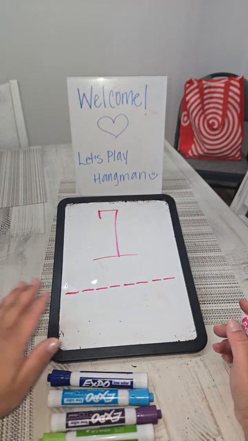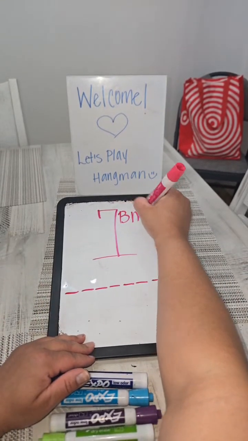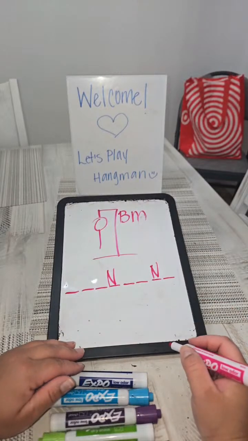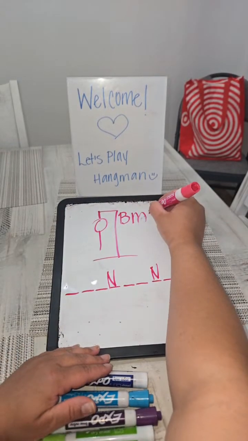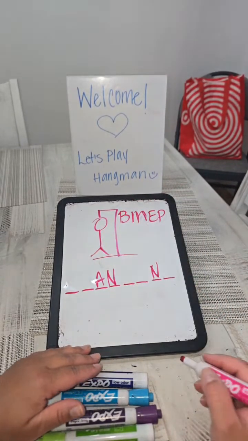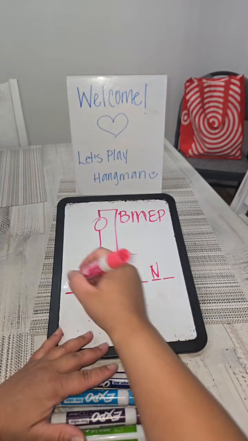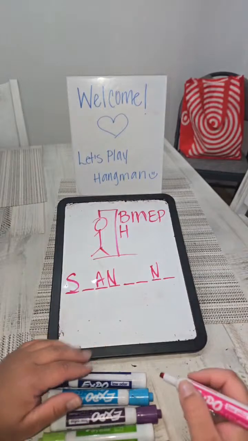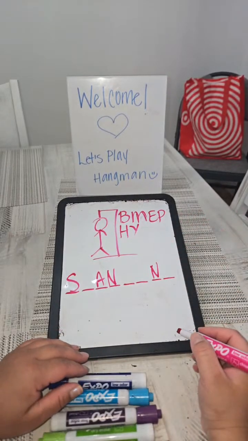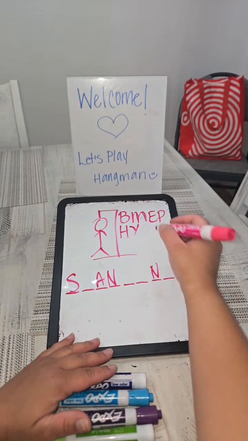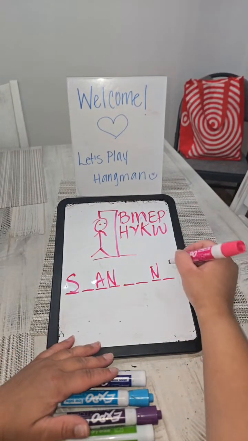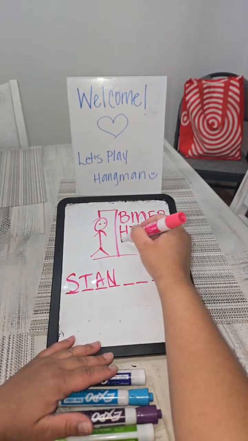BMN. EAP. SH. No H. YE. No Y. EP is already there. KW. GTU. G, T and U.